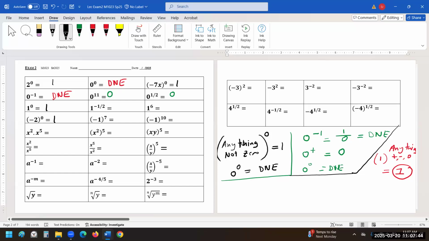So what is 1 to the negative 1/2? 1. What is 1 to the 6? Still 1. And what is 1 to the 0? Still 1. So 1 can have anything. It doesn't matter what you have: positive, negative, zero, fraction, whole number.